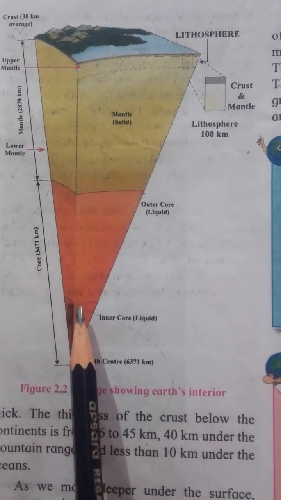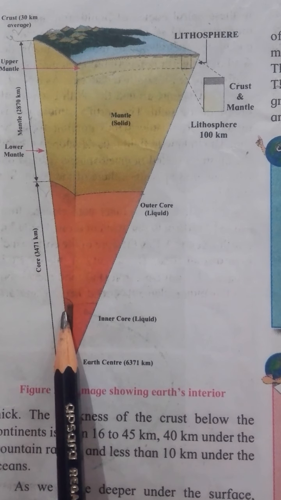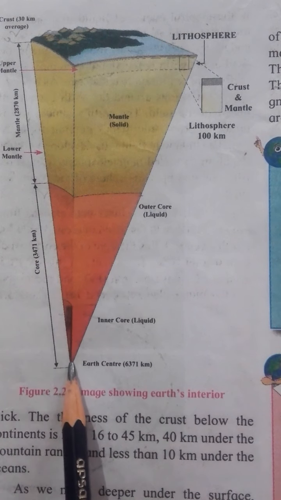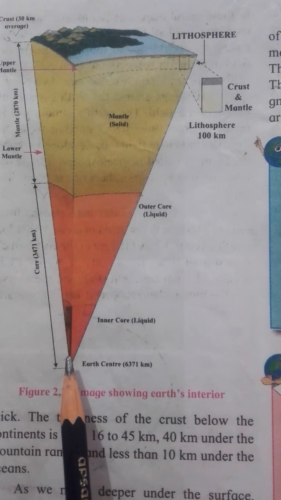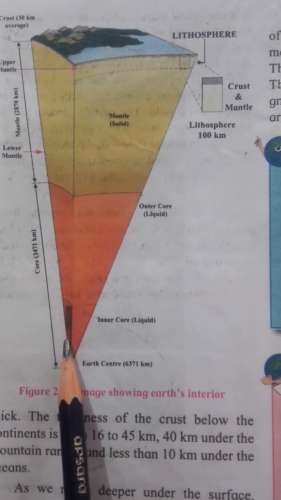Let us see the inner core. The inner core extends from around 5150 km to the depth of around 6371 km at the Earth's center. It is the core of the earth which is in a solid state. It is in solid state. Okay. The density of this sphere is around 13.3 gram per cube centimeter.